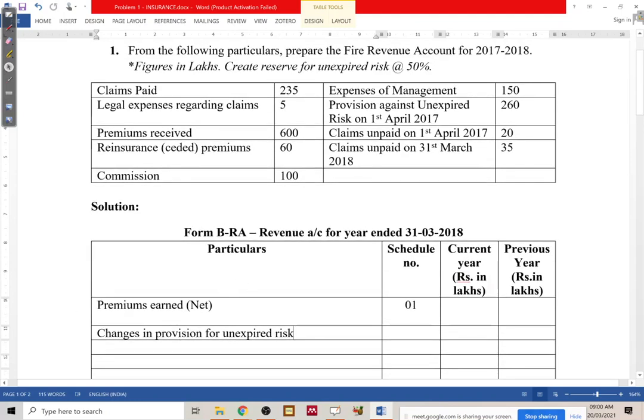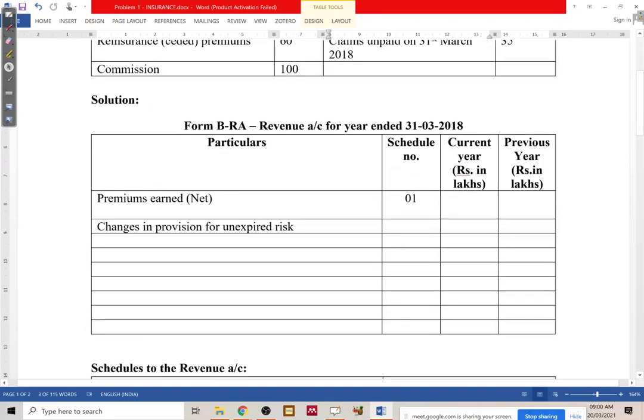By changes in provision, I mean the provision of the previous year and the provision of the current year are compared, and whatever the difference is, is written over here. Only the difference between the opening balance and the closing balance of the provisions. So under incomes we have only these two, and then we get the total. Next we record expenses, where we don't really write the words income and expenses, but the format requires it. We have claims incurred, which is the second schedule.